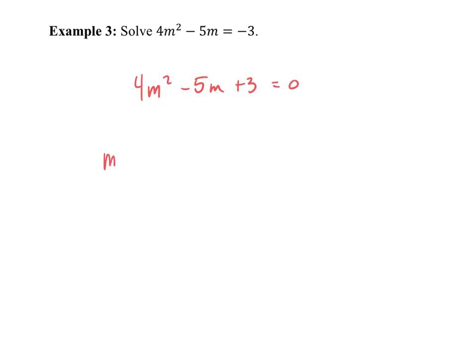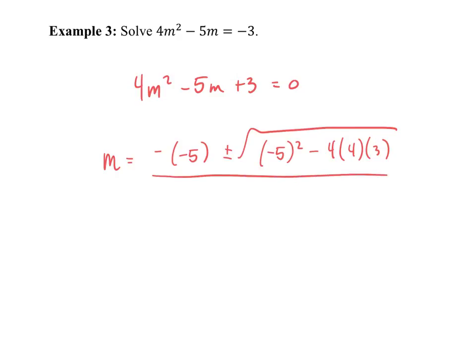I know the formula says x equals negative B, so negative negative 5, plus or minus the square root of B squared minus 4 times A times C, all over 2A. So this is a negative negative 5 here in the very front, which makes that a positive 5. You could have gone to that right away, obviously. This is all going to be over 8.